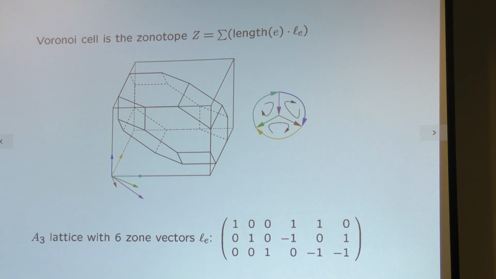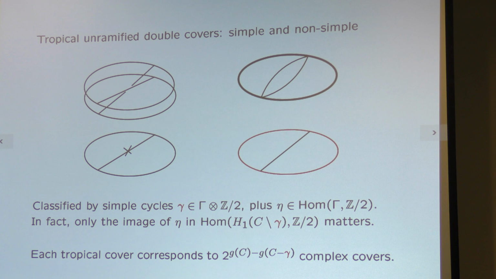So this is just an example of next dimension. This is the curve of genus 3, and this is the Voronoi cell there. And the dicing, and our lattice is given by these six vectors. It's called the A3 lattice. So right, let's go to double covers.